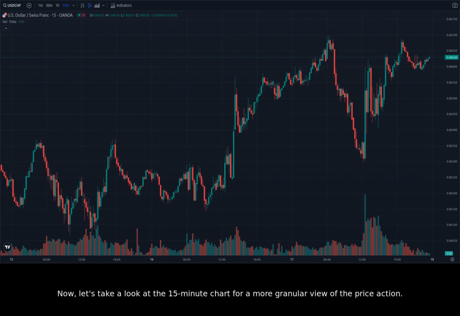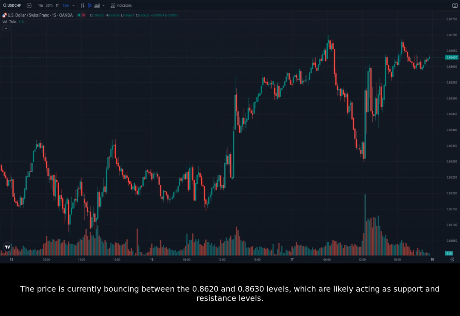Now, let's take a look at the 15-minute chart for a more granular view of the price action. The 15-minute chart shows that the USDCHF has been consolidating in a range for the past few hours. The price is currently bouncing between the 0.8620 and 0.8630 levels, which are likely acting as support and resistance levels.